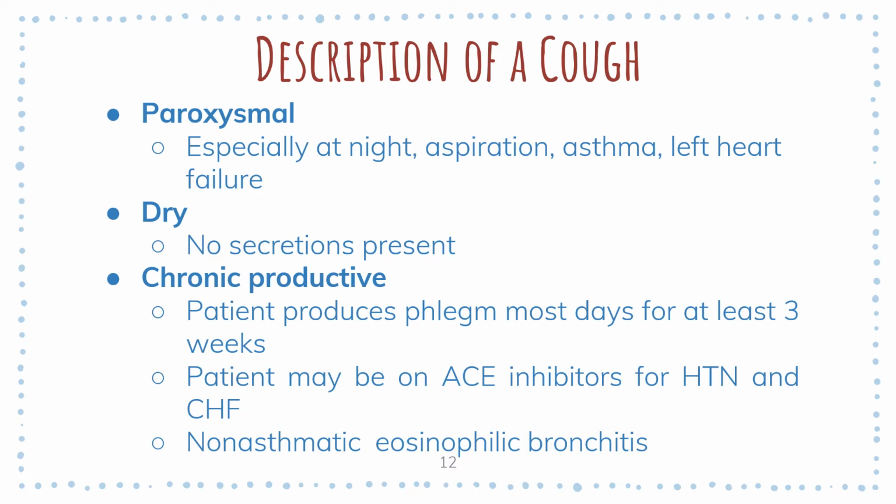it again depends on a chronic productive cough. Again, we need to look at the cause. Generally it means the patient produces phlegm on most days for about 3 weeks, and it's been going on for a while. They might be on medications. ACE inhibitors sometimes can cause a chronic cough, as in congestive heart failure, lisinopril being one of those medications, or Lotensin. And non-asthmatics can actually have eosinophilic bronchitis. There's no bronchospasm associated with it, they just have this cough.